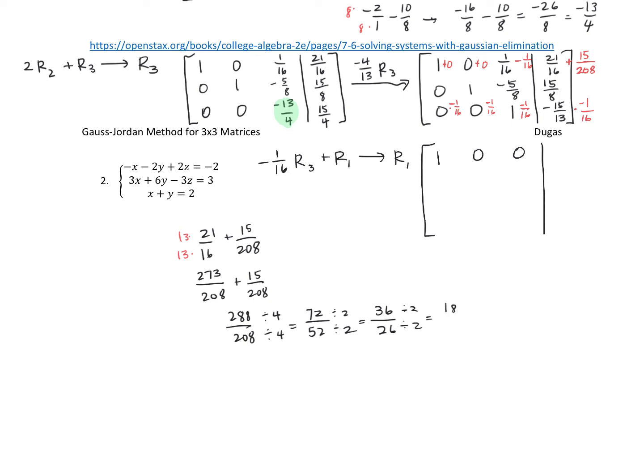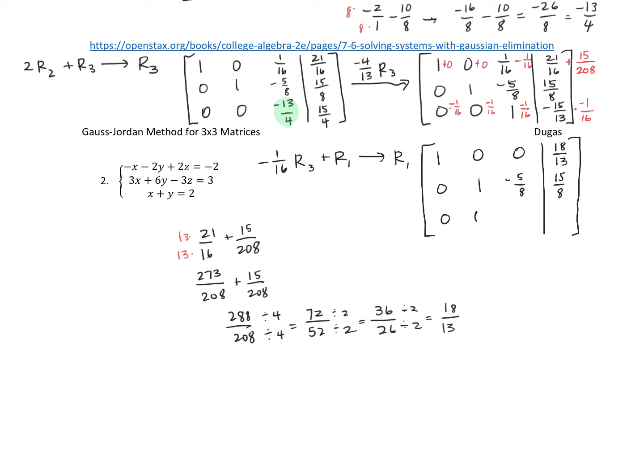So that'll be 18 over 13. And I think I'm finally done. So 18 over 13. That means that's my x value. That's my answer for x. Okay.